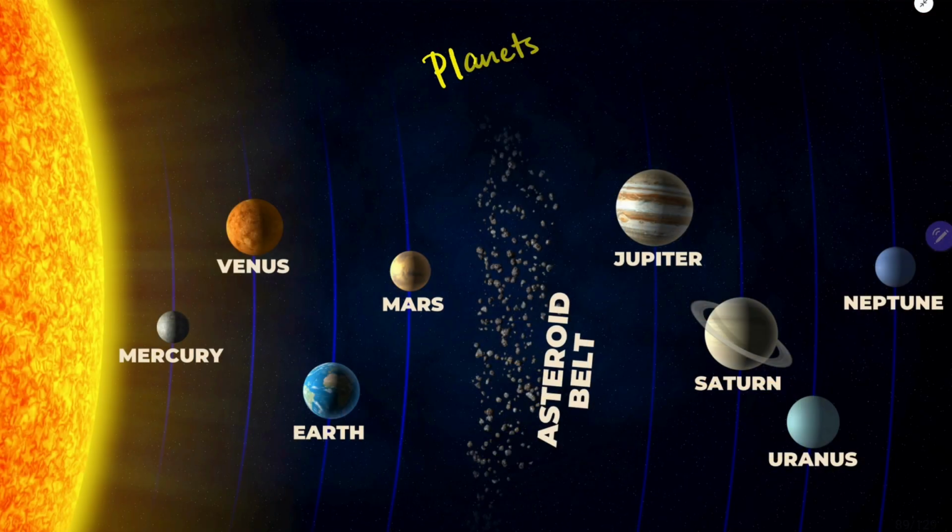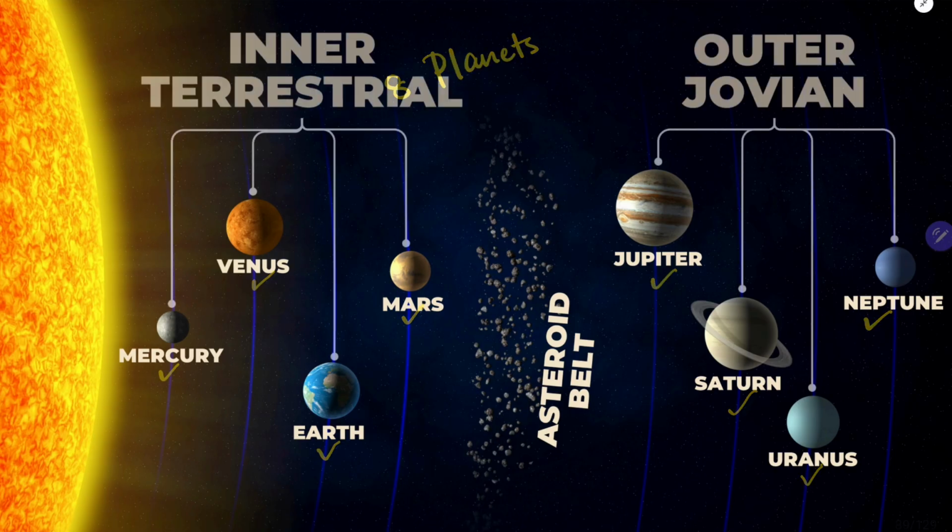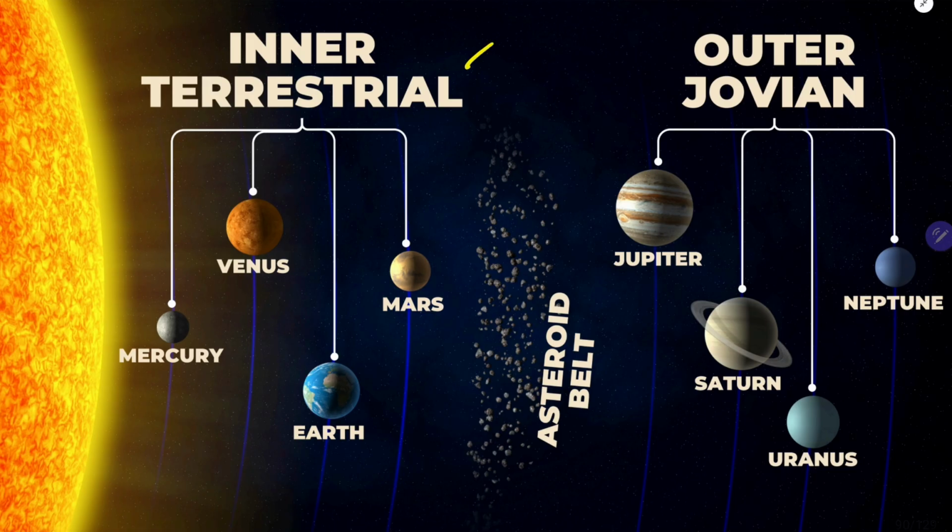Now let's take a look at the planets of our solar system. The solar system has 8 planets: Mercury, Venus, Earth, Mars, Jupiter, Saturn, Uranus, and Neptune. These planets can be divided into two groups based on their composition and location.